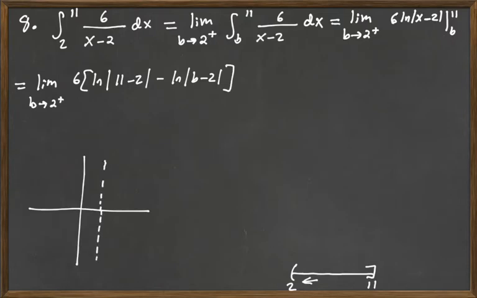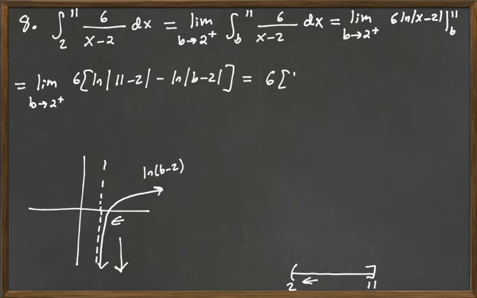Okay. So here's our natural log graph, natural log of b minus 2. So notice, as we approach 2 from the positive side, that natural log of b minus 2 is marching down to minus infinity, and so that's not good news if we wanted this integral to converge. That's going to tell us this diverges.